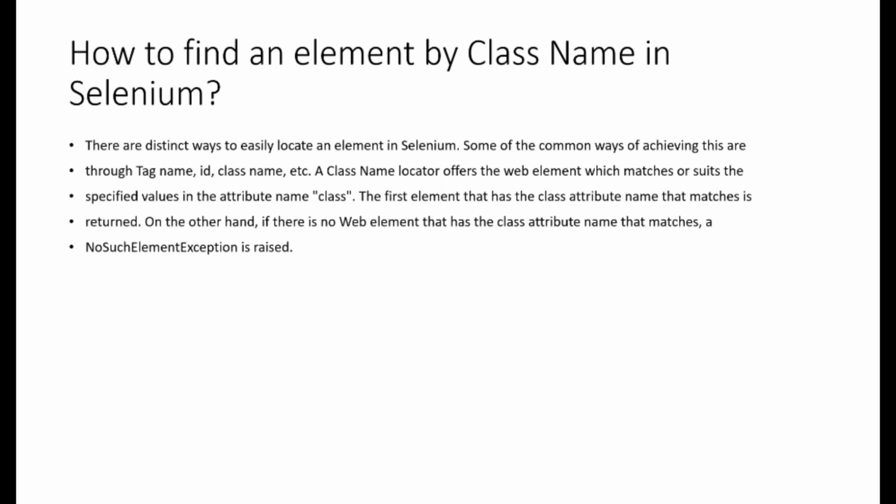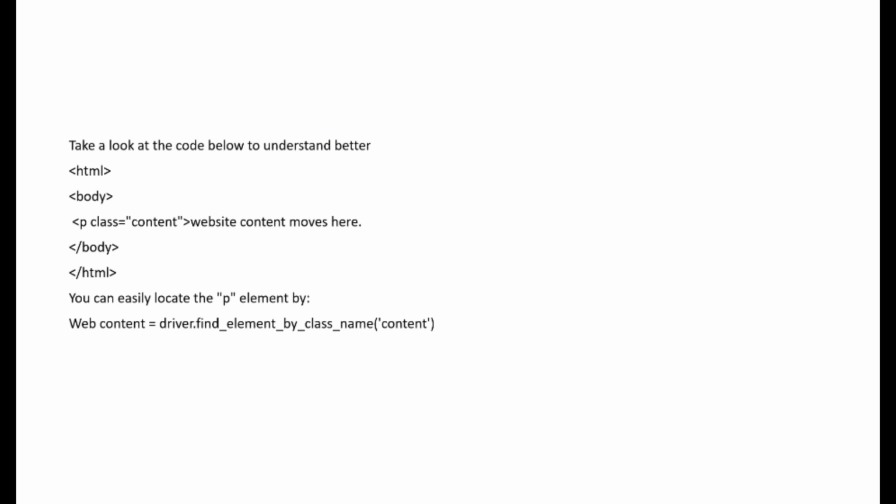How to find element by class name in Selenium? These are distinct ways to easily locate an element in Selenium. Some of the common ways of achieving this are through tag name, ID, and class name. The locators offer the web element which matches or suits the specified values. In the attribute class name, the first element that has the class attribute name that matches is returned. On the other hand, if there is no web element that has a matching class attribute name, a no such element exception is raised. Take a look at the code where the class name is content and the web content is specified: web content is equal to driver.findElement by class name, which is content.